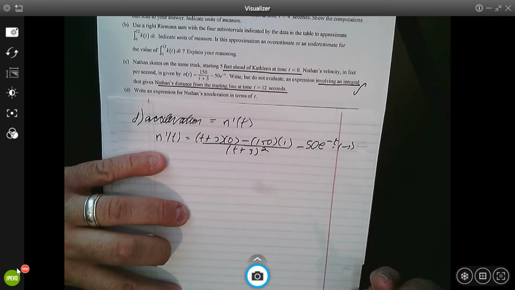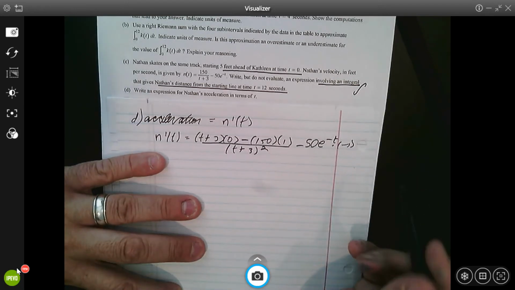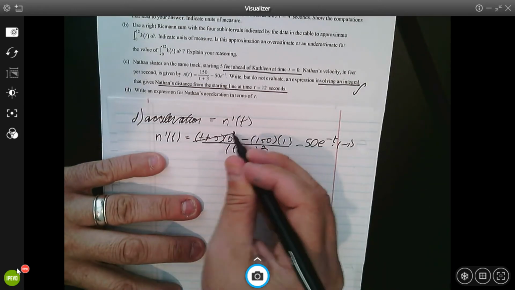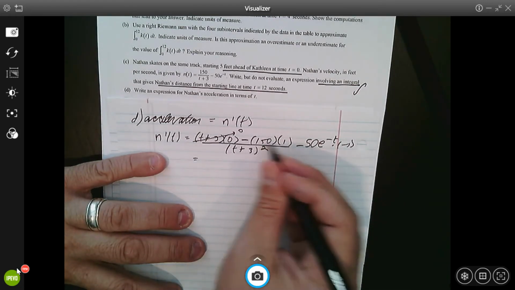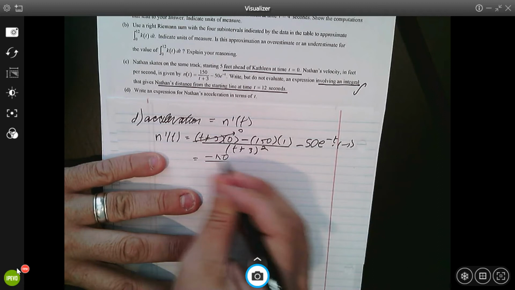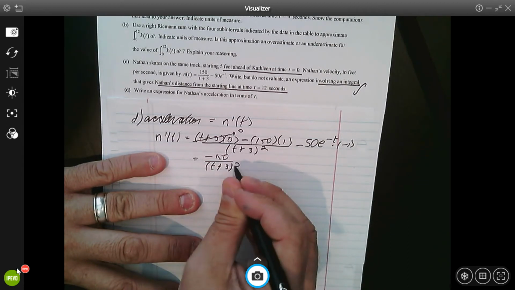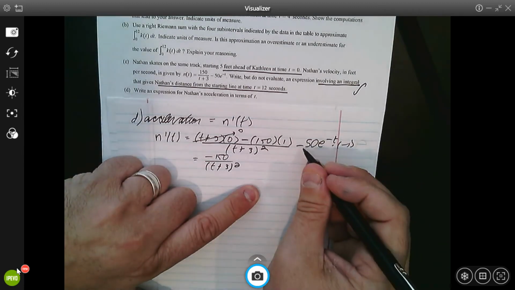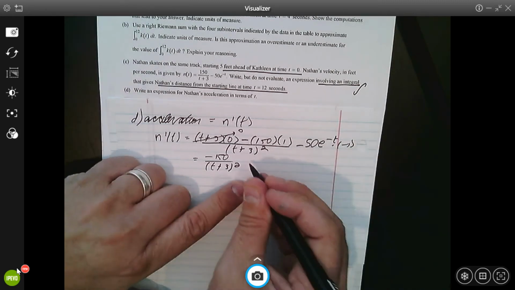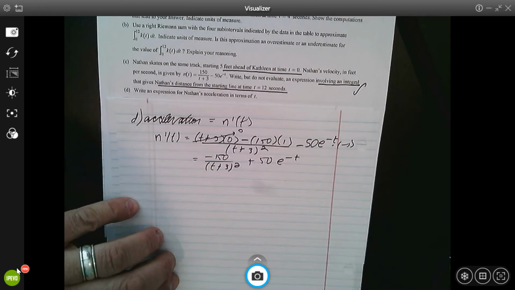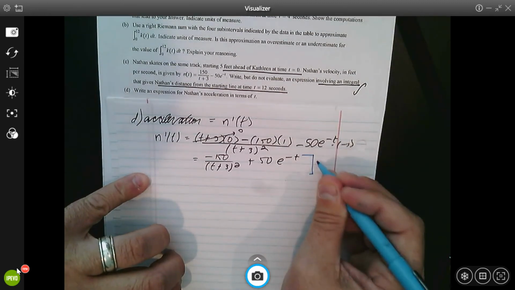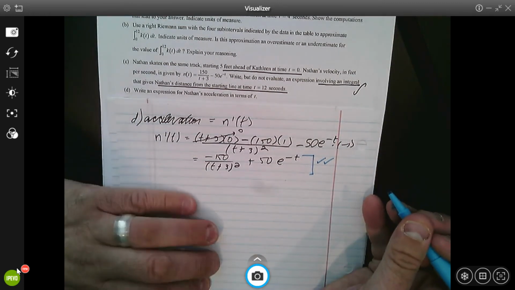However, if you do want to simplify, let's simplify correctly here. t plus 3 times 0 is 0. So in the numerator we have negative 150, over (t plus 3) squared, minus 50 e to the negative t times negative 1, which is the same as plus 50 e to the negative t. College Board awarded 2 points for this answer.